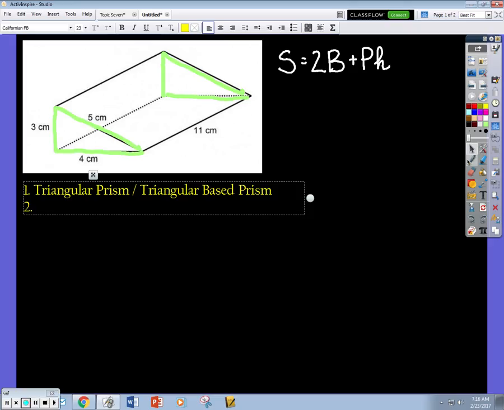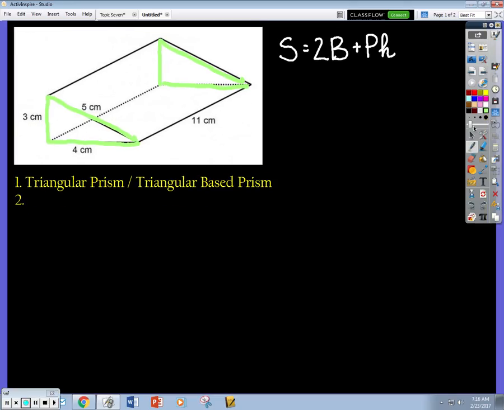Now, I can use this same formula that I wrote over here. It becomes surface area equals 2 times the area of the base plus the perimeter times the height. Alright, now step 3, I'm going to begin to substitute values into my formula. Surface area equals 2 times the area of the base. Well, the base is a triangle. We should recall that the formula for the area of a triangle is 1/2 base times height.